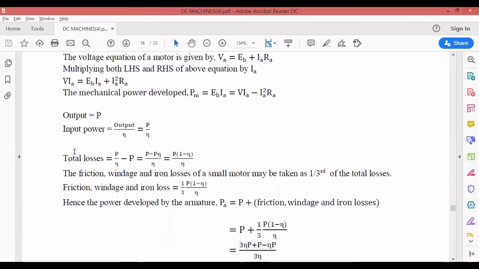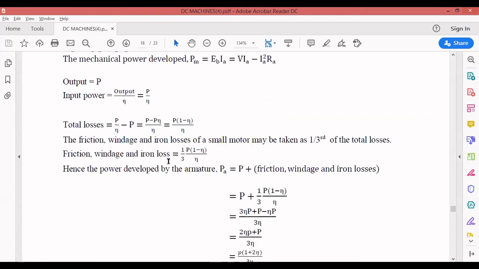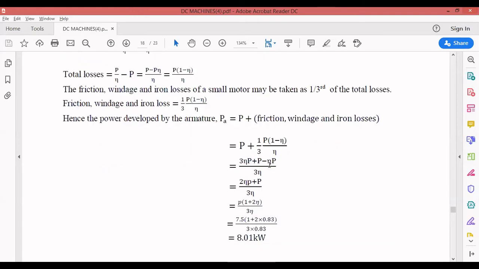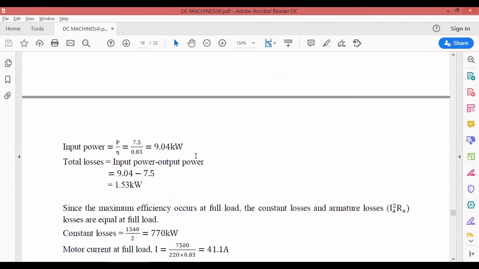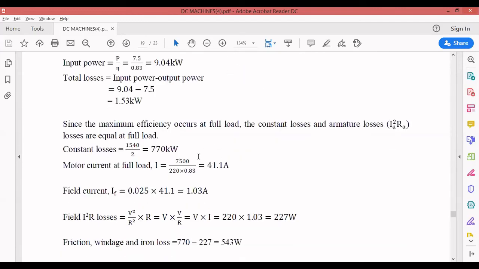Now, output P. What is input power? Normally, you can do this problem in two ways. This is one way of finding out Pa. The other way is based on the data given in the problem, and you can find it out. So I will tell both ways of finding out Pa. Whichever you feel convenient or easy, you can follow.